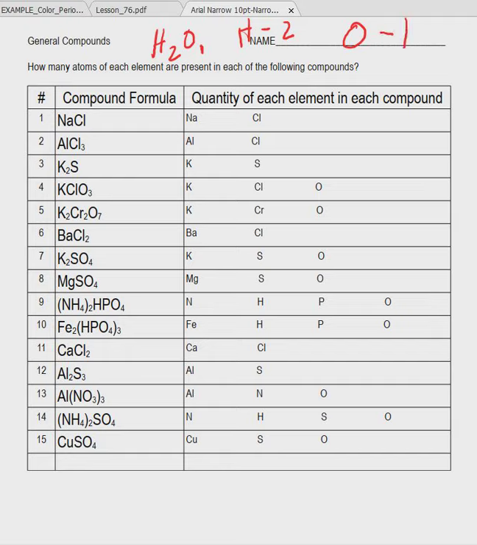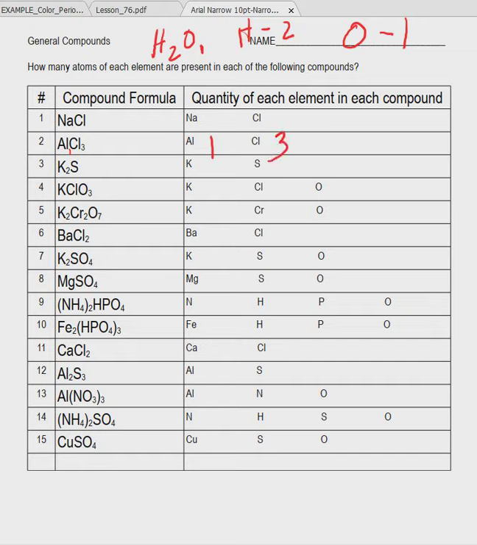So I'm going to do a fairly simple one. We'll start with Al. There's one Al here. Why? Because there's a hidden subscript there. And Cl3, there's 3 there.